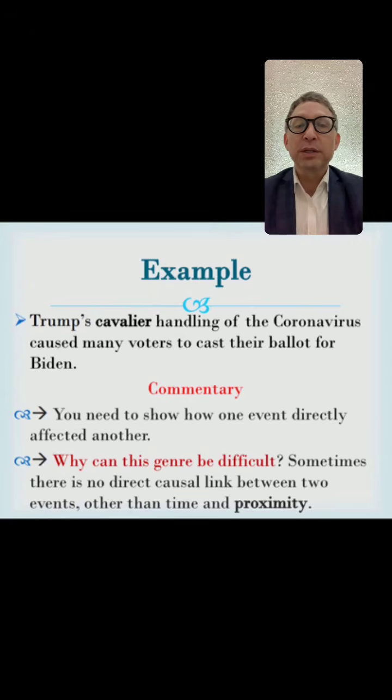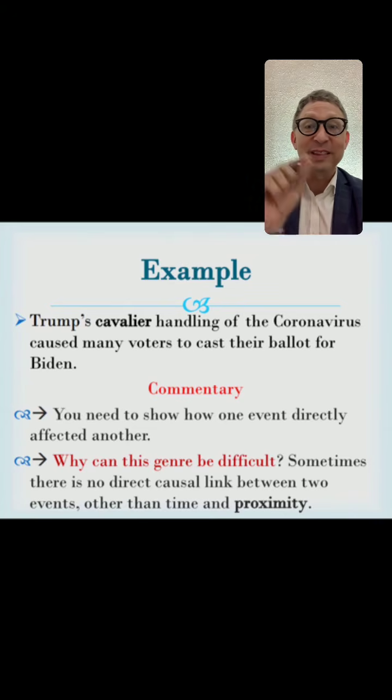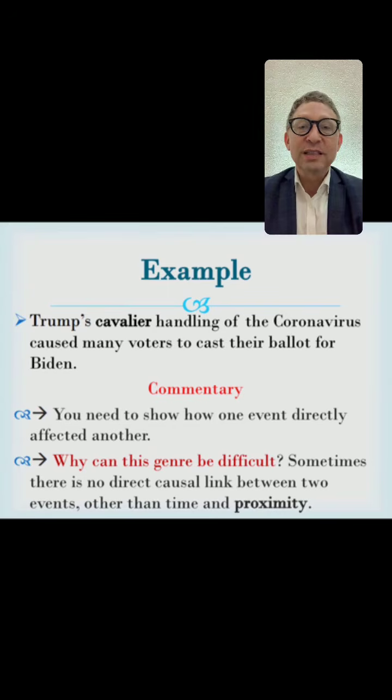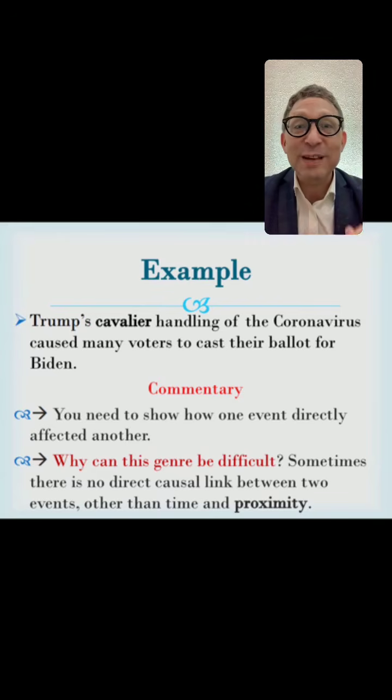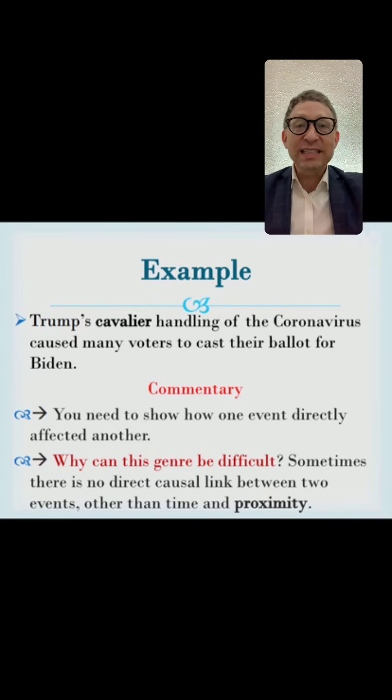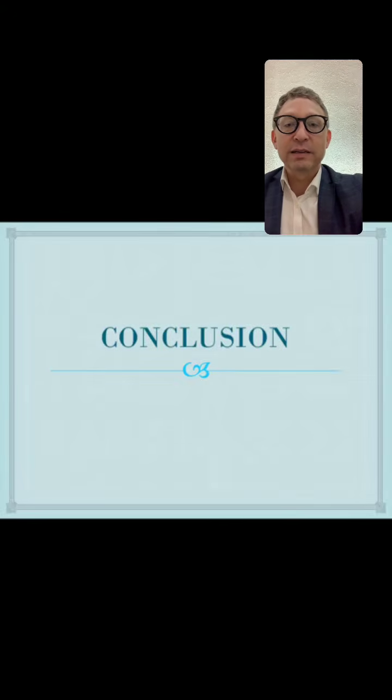You need to show how one event is directly affected by another. And this is where it can be difficult, because sometimes there are two events that are close in time and proximity. Proximity can mean, in this case, space, area. So there's a distance. They're close, in space and in time. But there's no real direct causal link other than those two things. So that's why it can be tricky to find a direct link between the cause and the effect. And that is the difficulty.